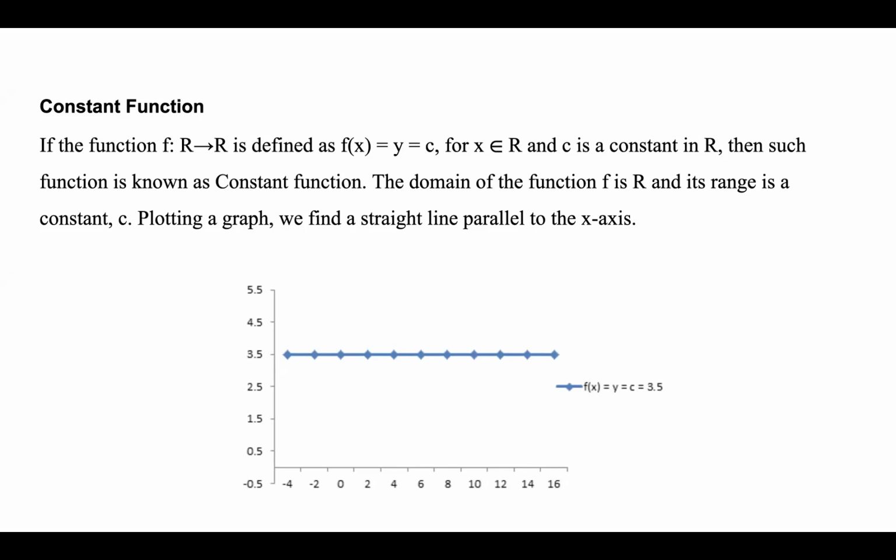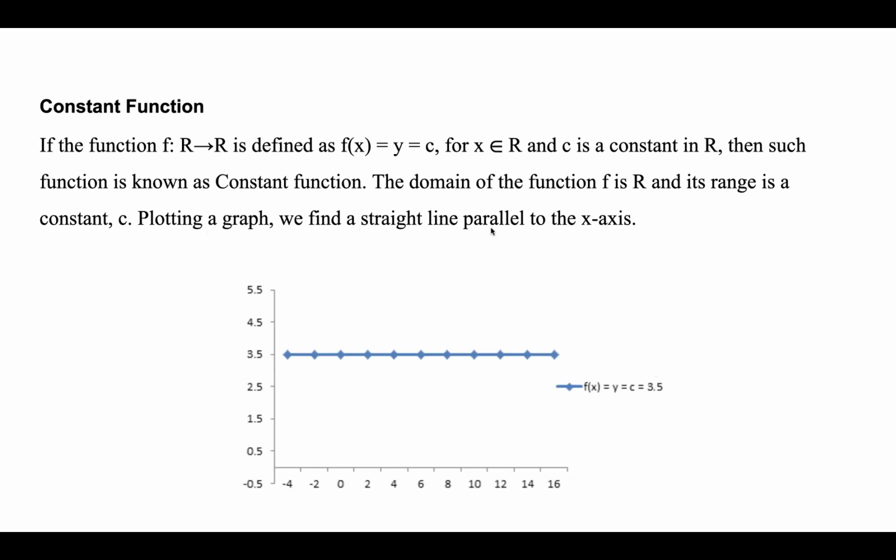What it is saying is that for any value of x, if the same y is there, then that type of function is known as constant function. Here R is the set of real numbers. The domain of the function f is R, that is the set of real numbers, and its range is a constant, that is nothing but c.